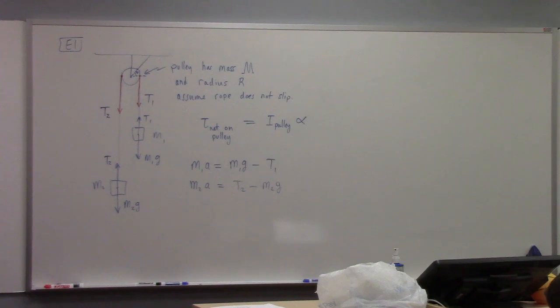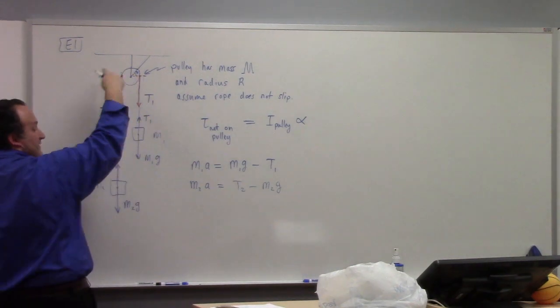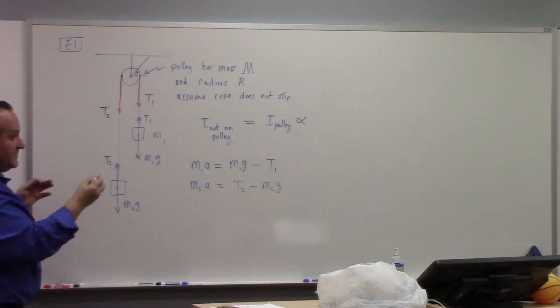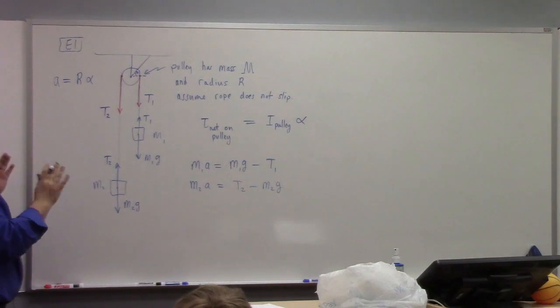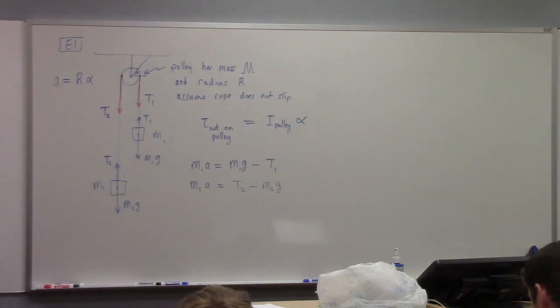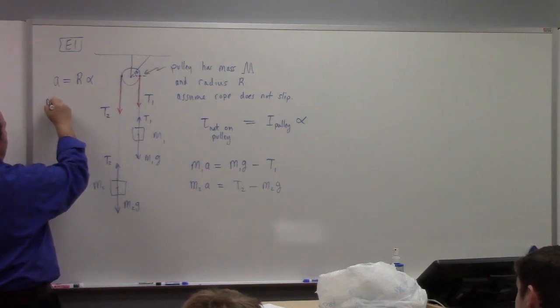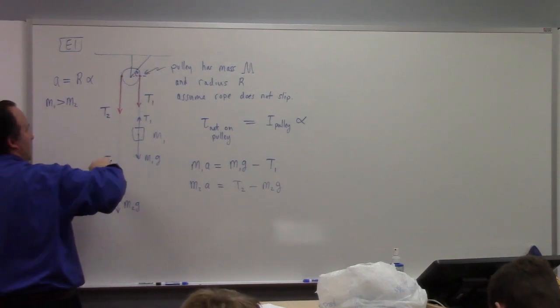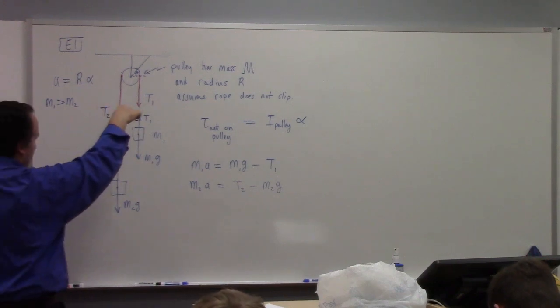Now, there's a relation between A and alpha. What is it? If the rope is not slipping, what's the relation between the linear acceleration of the masses and the rotational acceleration of the pulley? The relation is this. A is equal to R alpha. Now, technically, I should be careful. It could be plus or minus, right? Let's assume for the sake of specificity that M1 is greater than M2, so that the motion's actually this way, so that the acceleration is making M1 drop, okay?